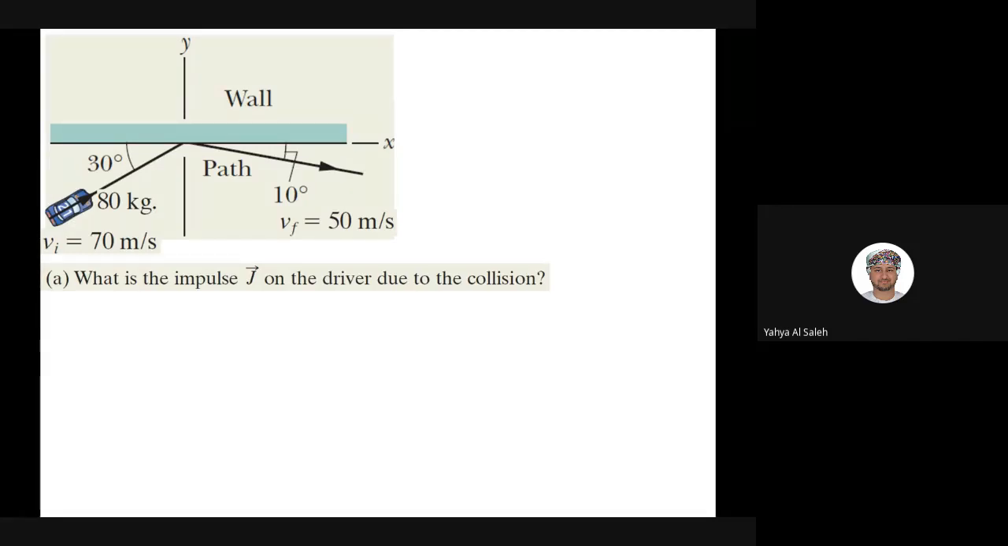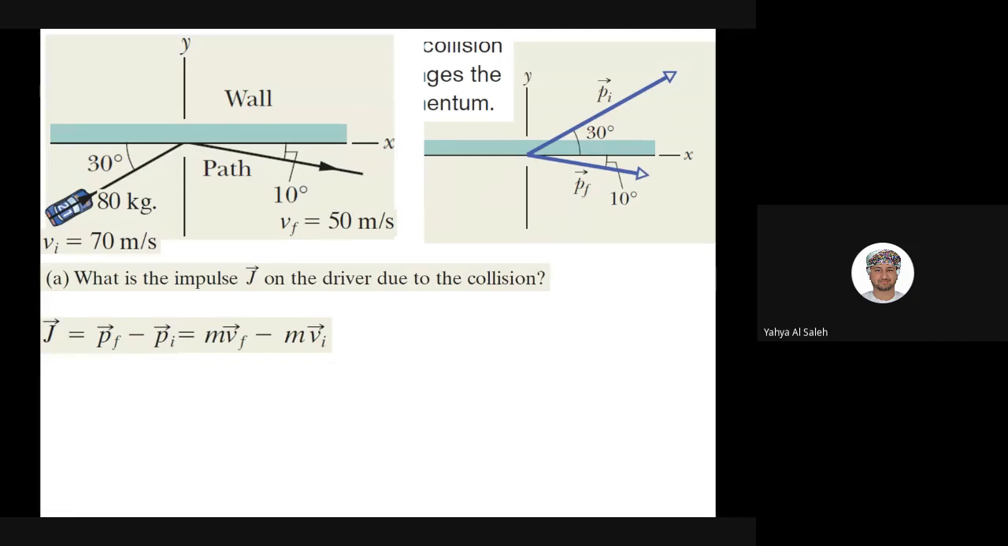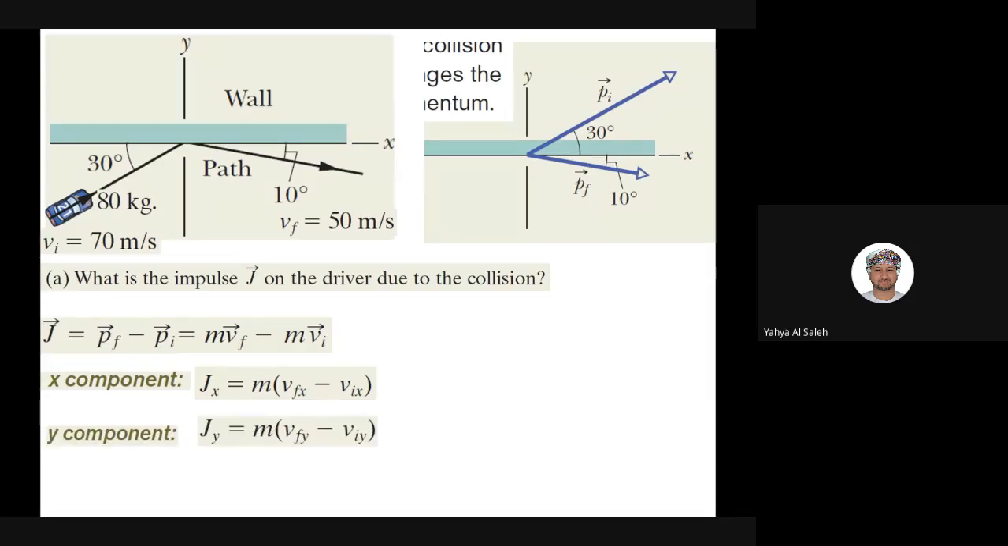Well, we said that J is equal either to the integral of F dt or delta P. It's easier here to do delta P. My initial velocity was 70 at 30 degrees, and my final velocity was 50 at 10 degrees. That means we have components, X and Y. X component: mvf x minus mvi x. Y component: mvf y minus mvi y.